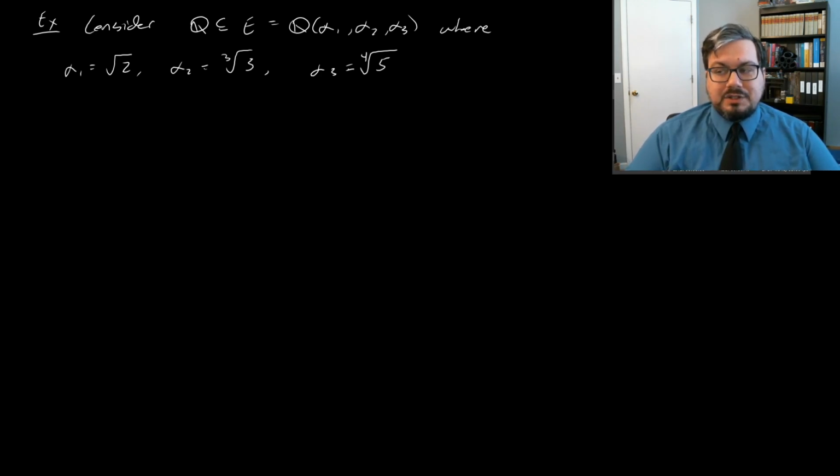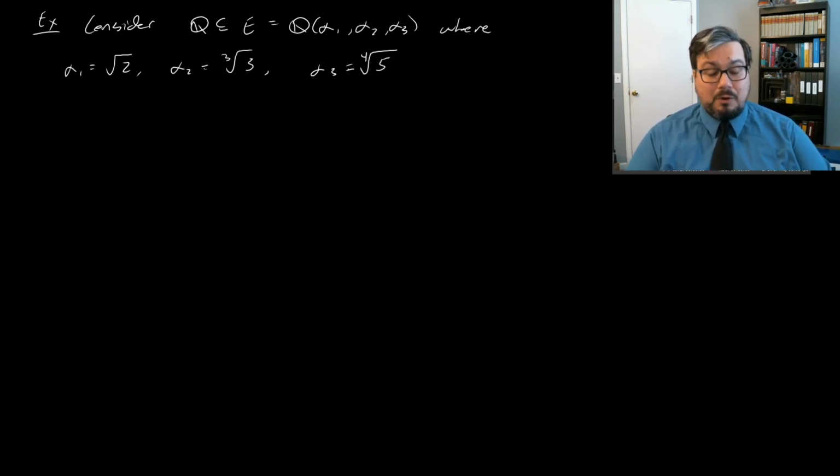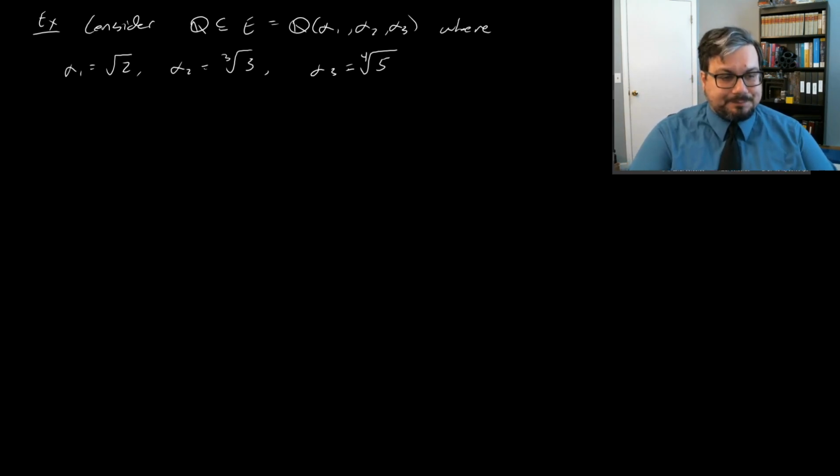So what we're going to do is draw again a big web of subfields. In this case, instead of just having the 4 fields that we had last time, we have 8. So we're going to have the field E at the top, the field Q at the bottom, and we're going to spend some time filling in some of the fields in the middle, and the degrees of their extension. So if we start with Q and we go up basically one step, we could get Q(α1), Q(α2), and Q(α3).